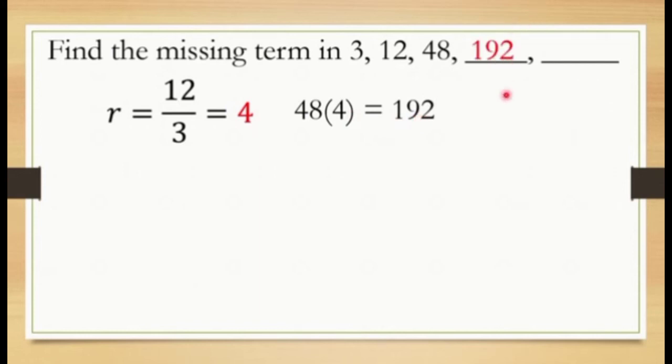So, what comes after 192? Same process, times 4. So, the answer is 768.